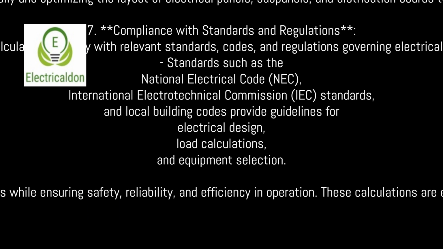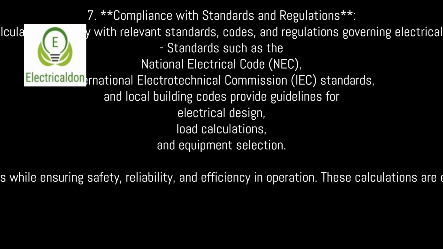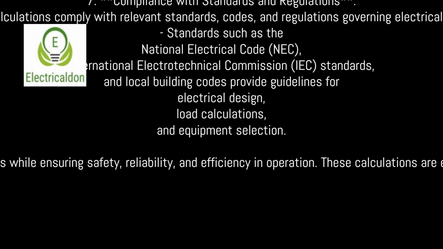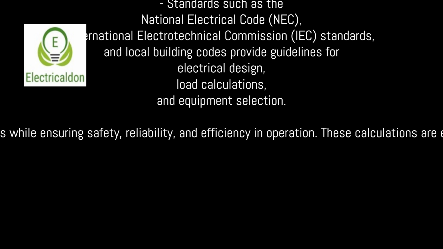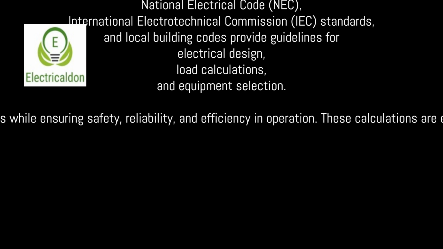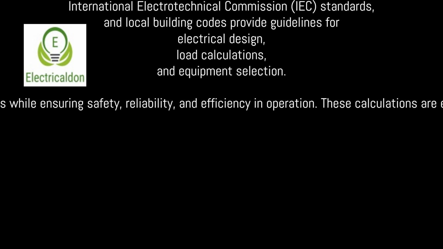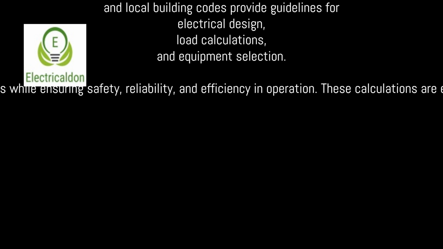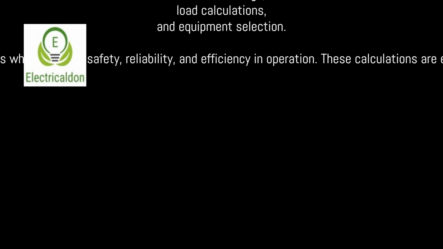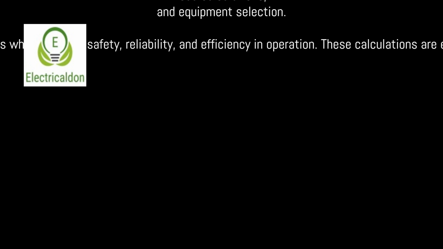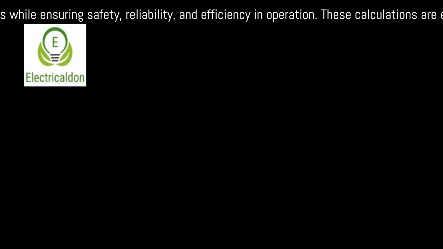6. Load balancing and distribution. Once the total electrical load is calculated, industrial professionals need to distribute the load evenly across the electrical distribution system to prevent overloading of circuits, transformers, and other equipment. Load balancing involves allocating loads strategically and optimizing the layout of electrical panels, subpanels, and distribution boards to ensure efficient power distribution and utilization.